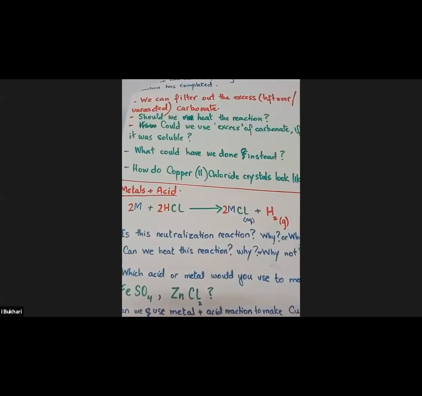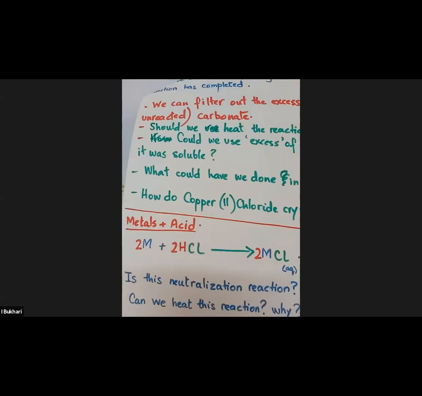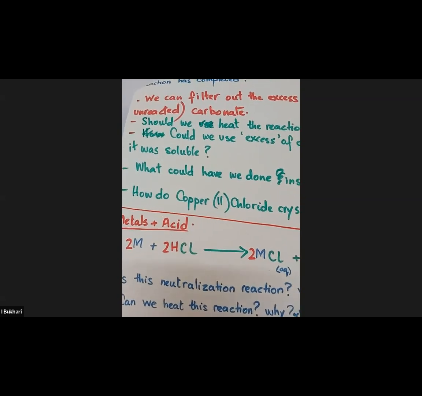How do copper 2 chloride crystals look like? What do copper 2 chloride crystals look like? They are rectangular. Okay. What about the color?